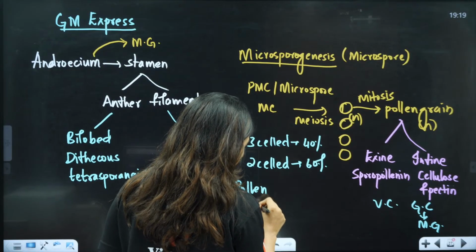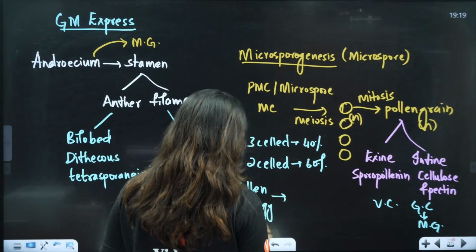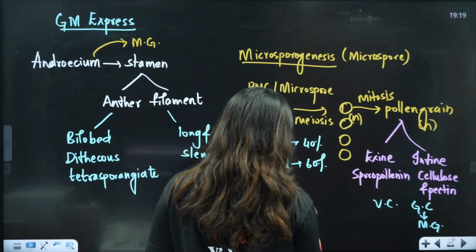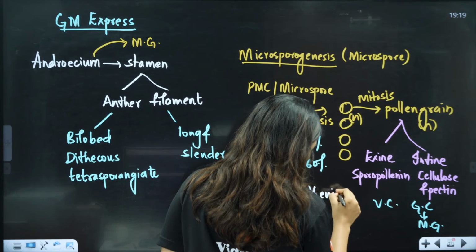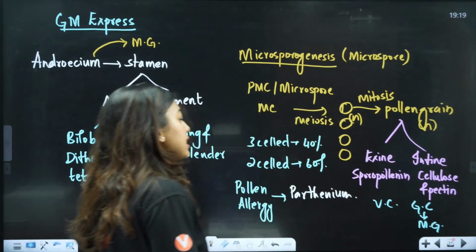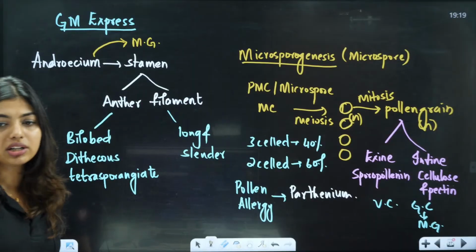Pollen allergy, students, it is going to be Parthenium grass. Parthenium, which is called the carrot grass. And then you talk about viability.